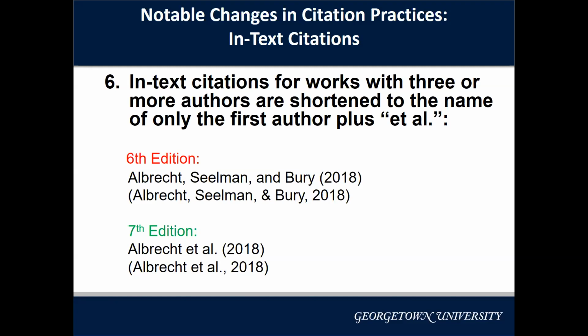Correspondingly, in our example, in the 6th edition, the first in-text citation would list all 3 authors, Albrecht, Zielman, and Bury. However, the 7th edition would shorten this reference to Albrecht et al. Please note that for up to 2 authors, all authors would be explicitly mentioned in every in-text citation.